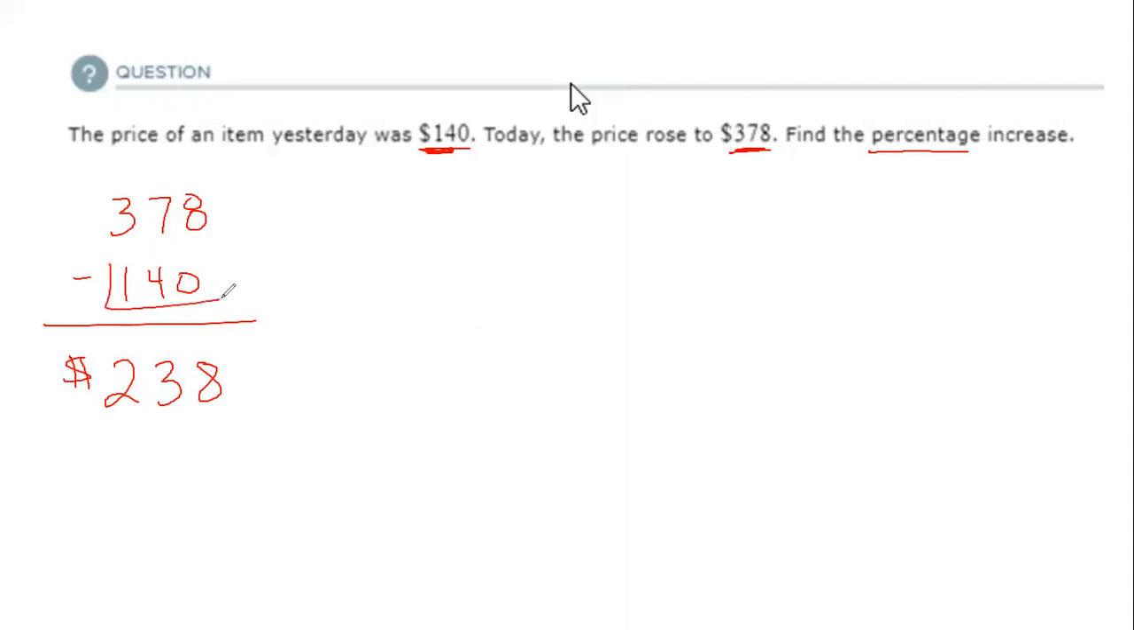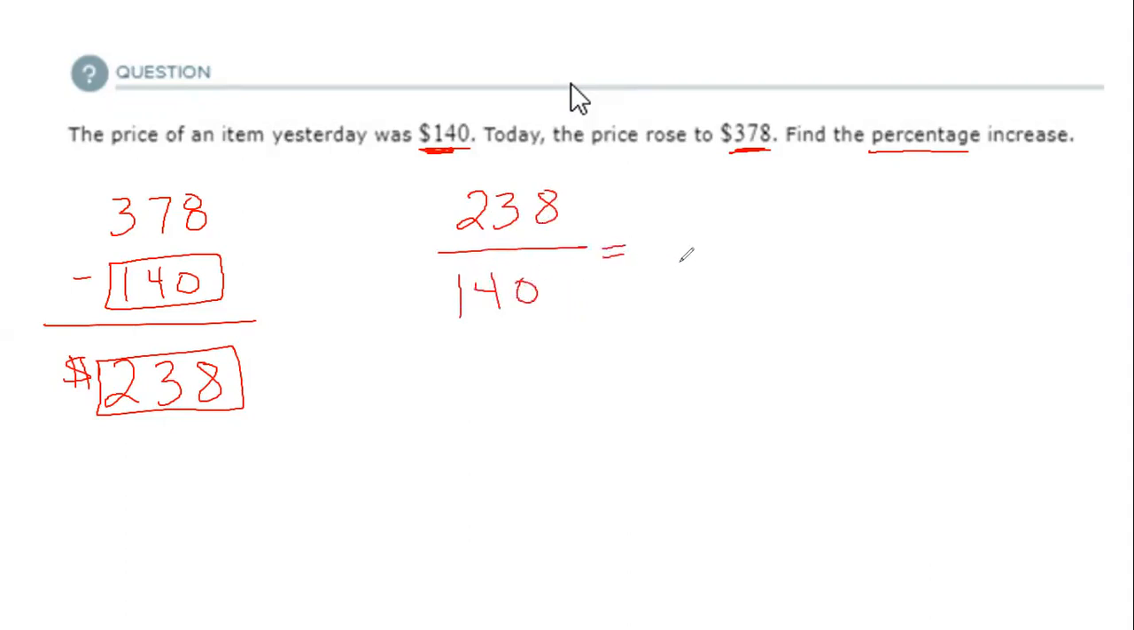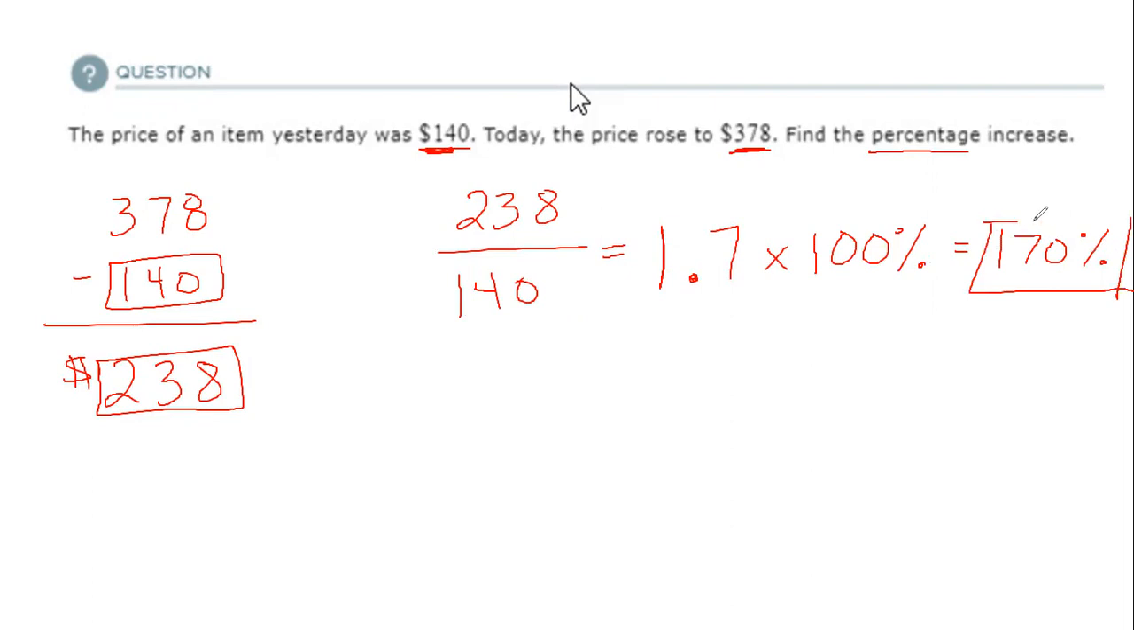Well, the original price was 140. This is how much it went up. So I've got to figure out what percentage 238 is of 140. Now when I divide those, I get 1.7. So it is 1.7 times bigger than 140. And all I have to do to convert that into a percentage is multiply by 100%.